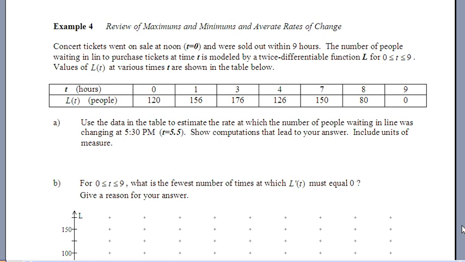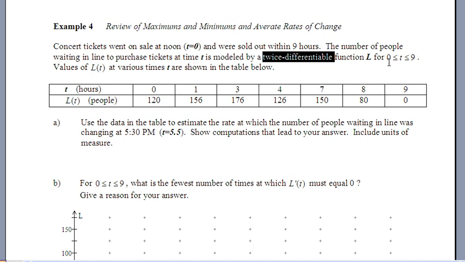So what does it say? Concert tickets went on sale at noon. They're going to call that time 0. And were sold out within 9 hours. Okay, so by 9 p.m. The number of people waiting in line, oop, little typo there. Sorry about that. It's probably in your notes too. The number of people waiting in line to purchase tickets at time t is modeled by, okay, so they're using some math to describe it, by twice differentiable function. So this means it's nice. It means you can do a couple of derivatives and nothing's going to go wrong.